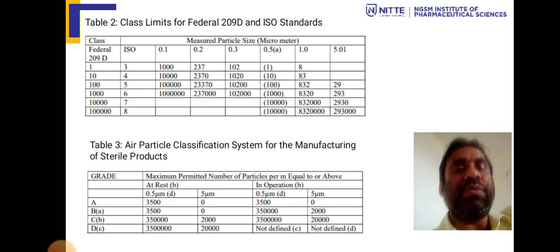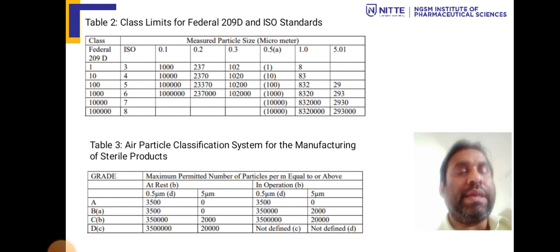Now table 3 deals with the air particle classification system for manufacturing of sterile products. So in this we have graded A, B, C, D classes of room. In this grade we have the permitted number of particles, which is at rest and which is in operation. We are going to see a range of 0.5 microns and 5 microns. When we talk about 0.5 micron, class A should be 3500 particles and 5 micron should be 0. In the case of operation, it should be 3500 in 0.5 micron and 5 microns should always be 0.